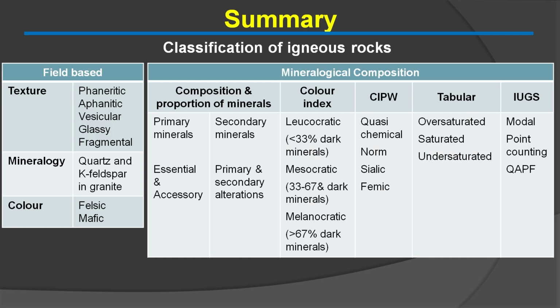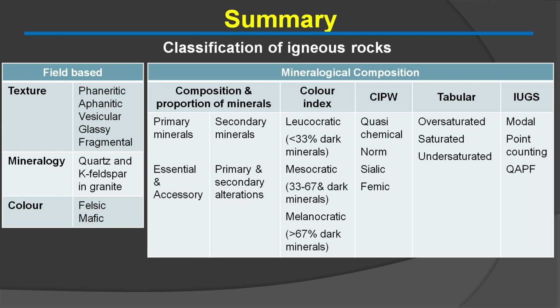We have the field-based classification. Based on texture, we can classify a rock to be phaneritic, aphanitic, vesicular, glassy or fragmental. Mineralogy wise, it can have quartz and K-feldspar in granite, for instance. Based on color, we can have felsic and mafic rocks. And based on mineralogical composition, we have composition and proportion of minerals, color index, CIPW, tabular, and IUGS classification.